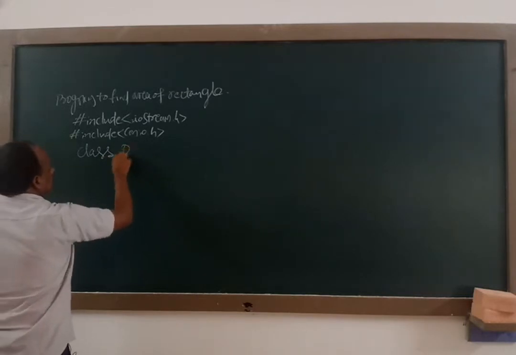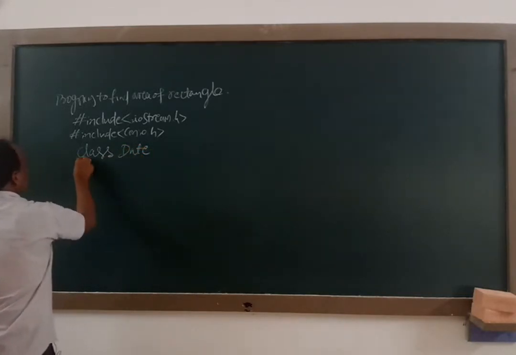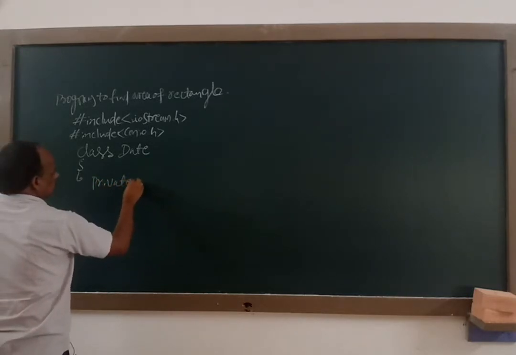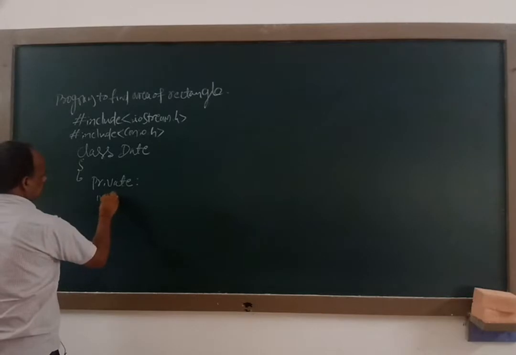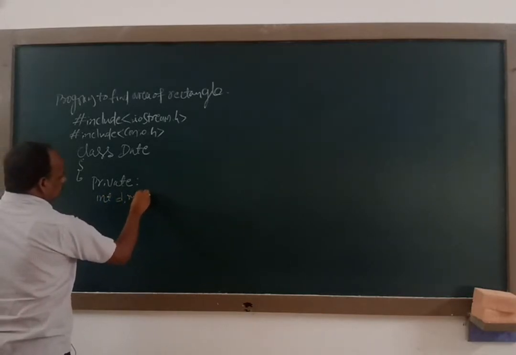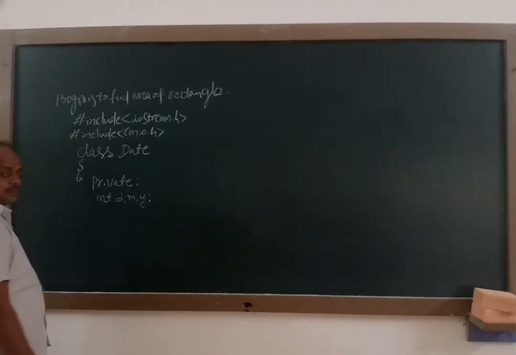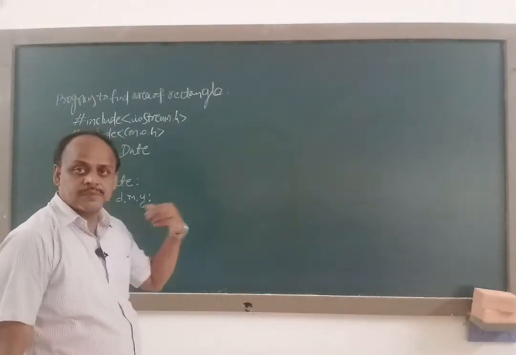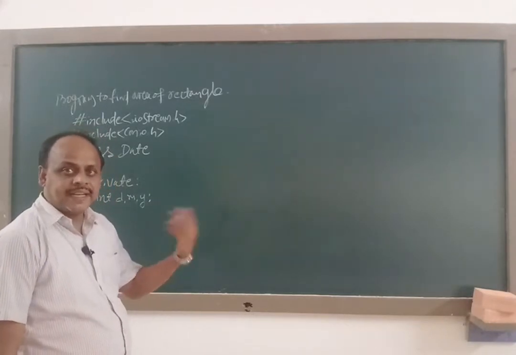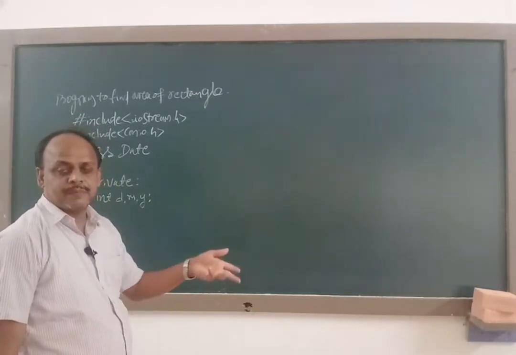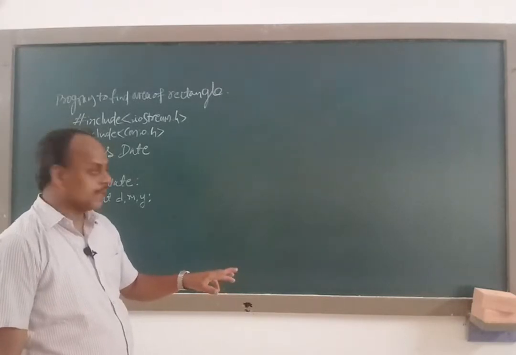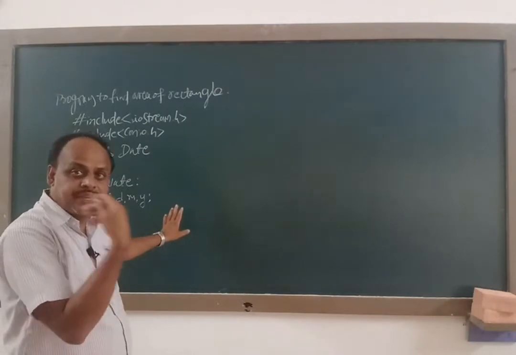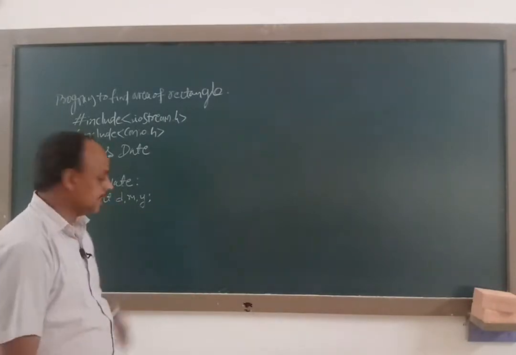Class date open curly bracket, private, int day comma month comma year, right? So we have to enter a date and we have to display the same date. Means for entering we need one function, for displaying we need another function, and close the class because we have to define those member functions outside the class, right?